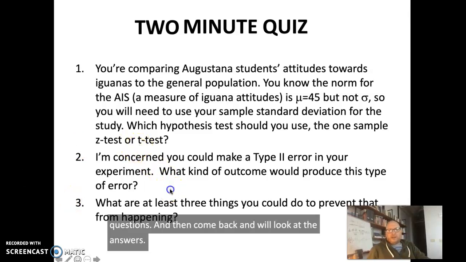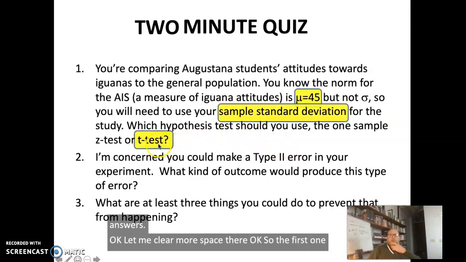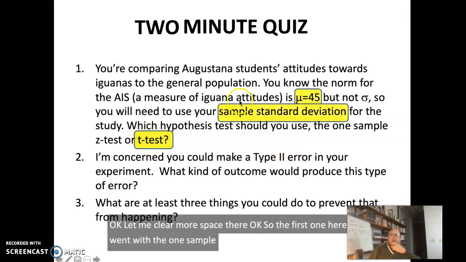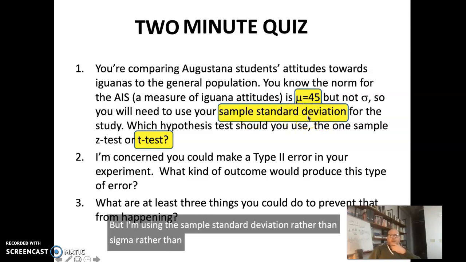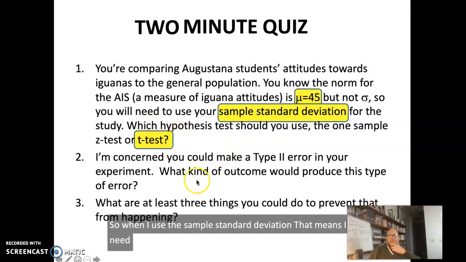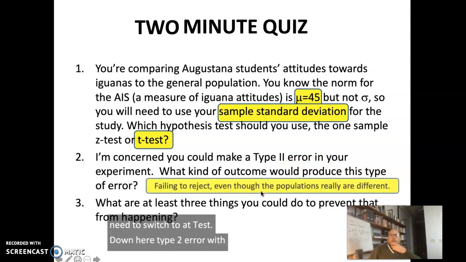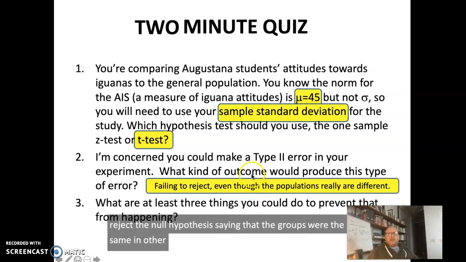Okay, let me clear a little space there. Okay, so the first one here, I went with the one sample t-test, and that's because I have a known population, but I'm using the sample standard deviation rather than sigma, rather than the population. So when I use the sample standard deviation, that means I need to switch to a t-test. Down here, type 2 error, what that would be is failing to reject the null hypothesis, saying that the groups are the same, in other words, when in fact they are different.